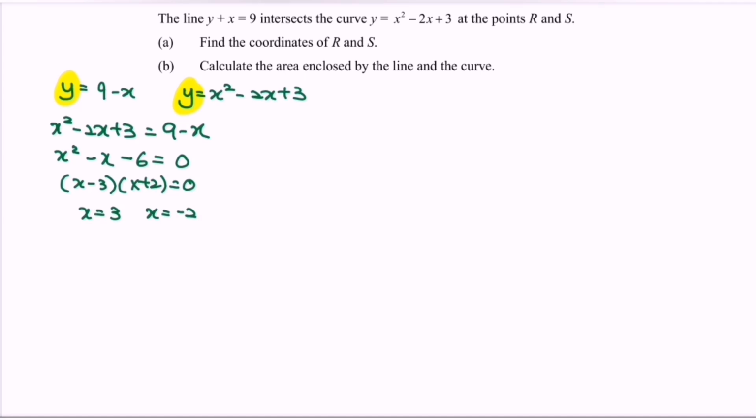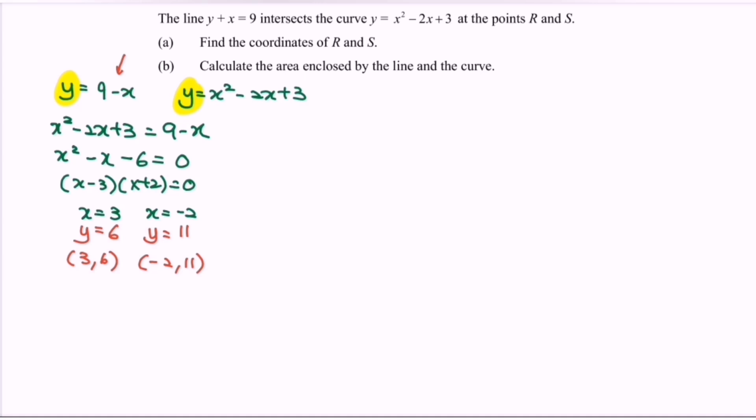So kindly find the y, because the question asks us to find the point. So focus on this part. If we substitute x is equals to 3, so our value of y will be equals to 6. So we have the point 3, 6. If we substitute negative 2, we will have y equals to 11, and the point will be negative 2, 11. So where we have the point r and s.